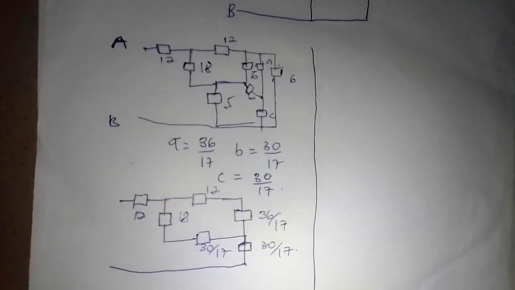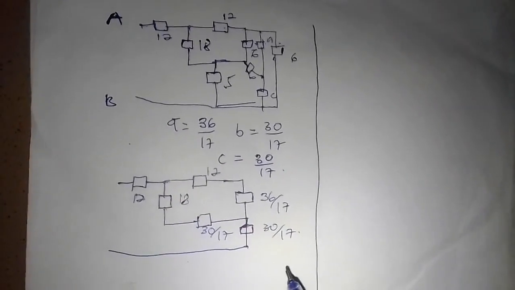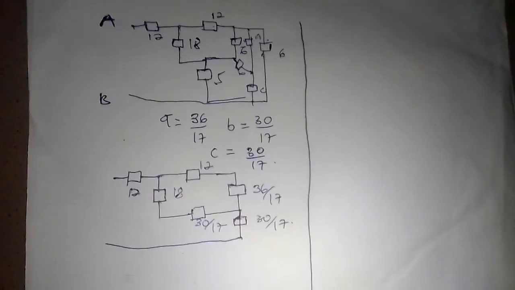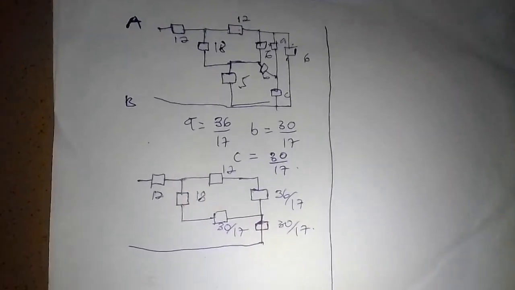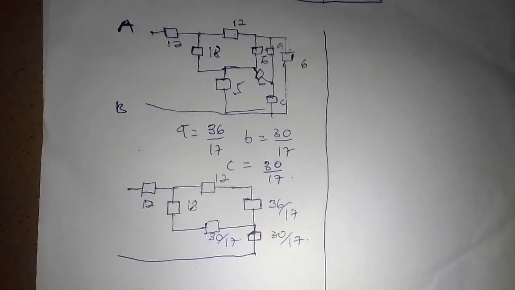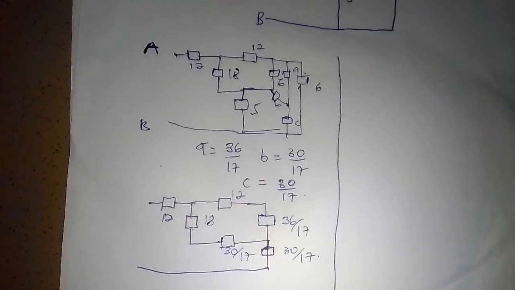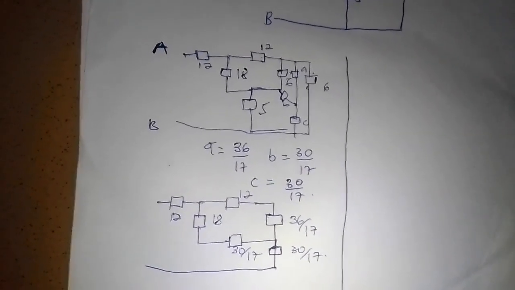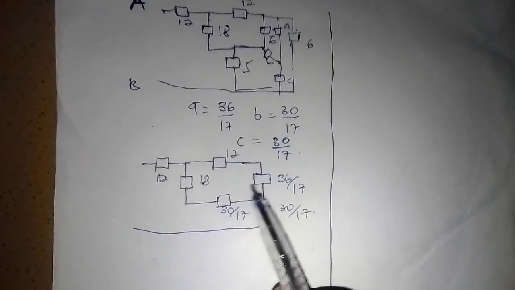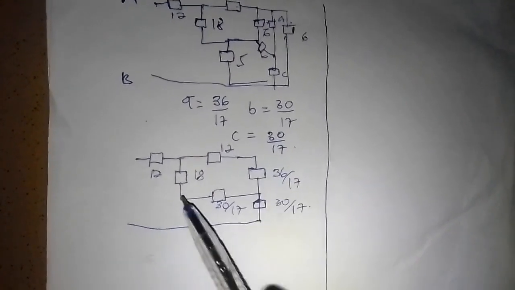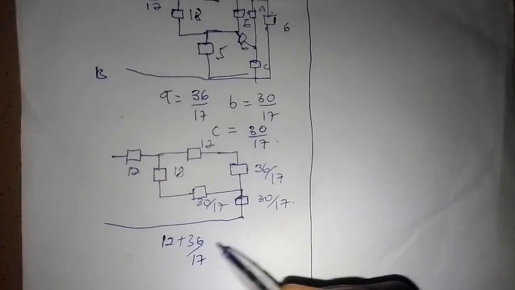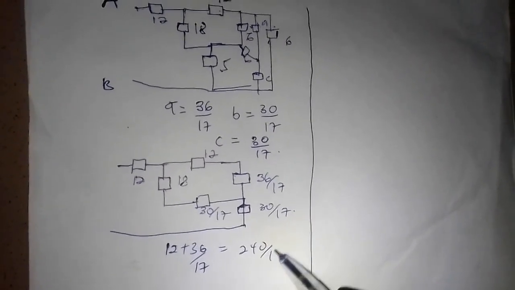At this point you can see that some of the resistors are now in series, that is the 12 and the 36 over 17 are in series. So let me combine them and see what we get. 12 and the 36 over 17 being in series, you add them. 12 plus 36 over 17, and what am I getting for that? 240 over 17. So this place will give me 240 over 17.